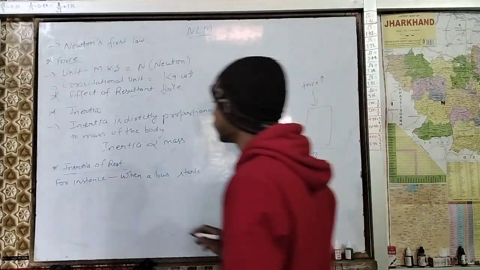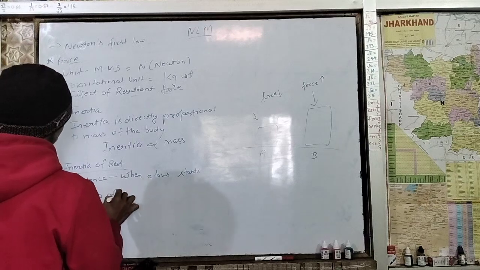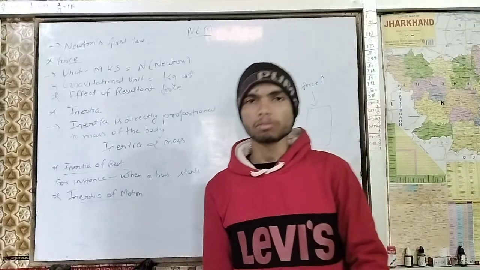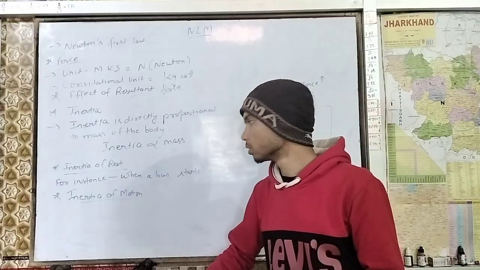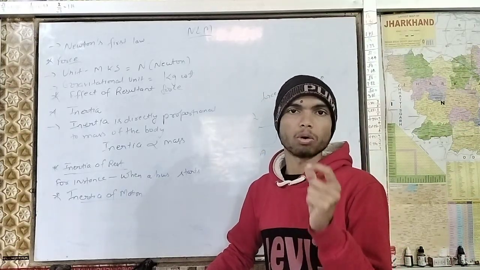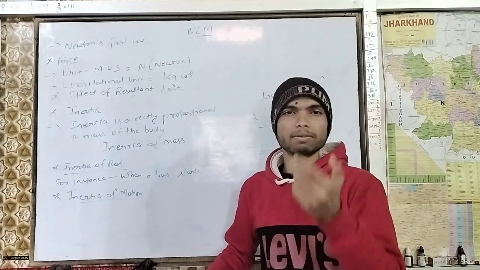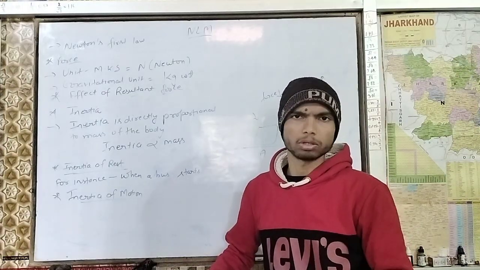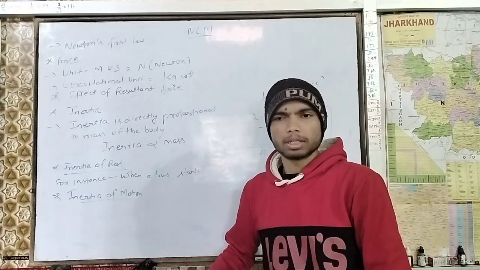Now next we have inertia of motion. Look, here our acceleration will be zero. If an object is moving with constant velocity, either we can decrease the speed of the moving object, or increase it. It's your choice.